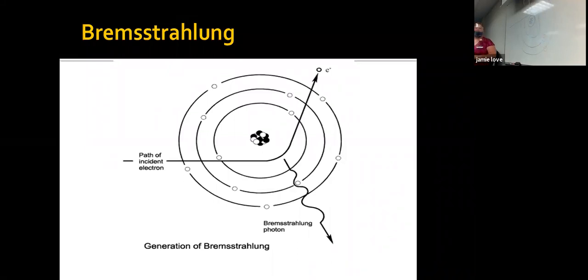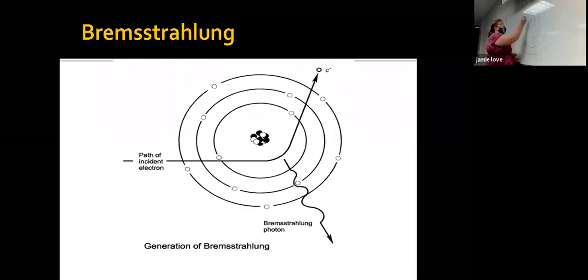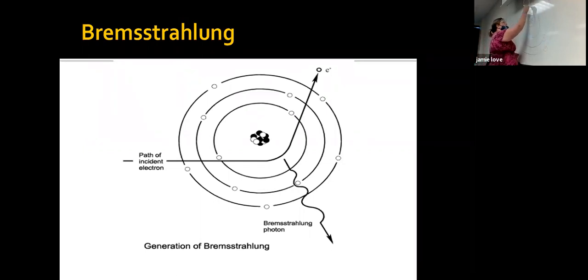So Bremsstrahlung is an electron coming in from the filament side, not losing all of its energy like it does in characteristics, because it doesn't interact with anything. It gets close to the nucleus. Depending on how close it is to the nucleus, it's going to have a different amount of pull. That negative electron that's coming in is going to slow down and turn in another direction. And when it does that, it loses some energy in the form of an X-ray photon.